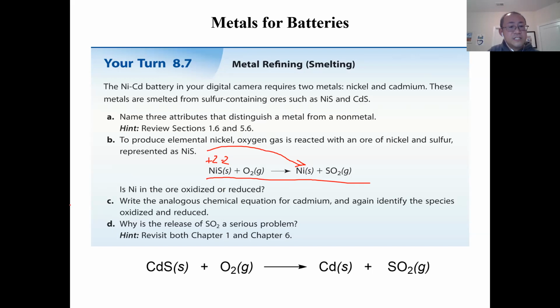Now, part C asks you to write a similar chemical reaction for cadmium. I have the key here for you to take a look, and you can try the reaction by yourself and see if you did it right. I won't go over that here now.